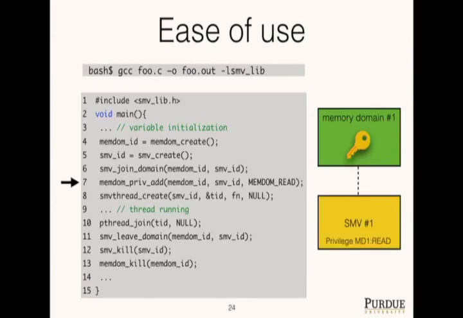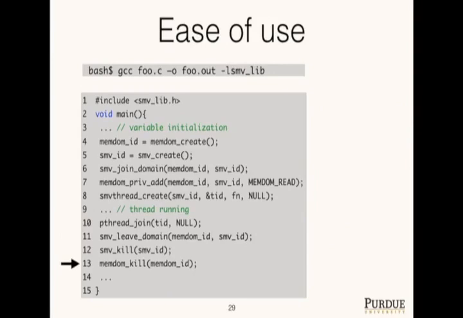In order to access data in the memory domain, we need to grant permission to the SMV. So you can see there's a dashed line there, and also the privilege recorded at the bottom of the SMV. Here we allow SMV1 to read data in memory domain 1, but nothing else. And finally, we create an SMV thread that is totally isolated by SMV1. Okay, so after the SMV thread finishes its job, we join the thread. So the thread leaves the system and makes the SMV leave the system, and we kill the SMV, and then kill the memory domain from the system.